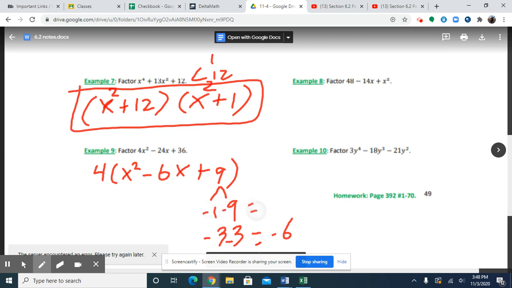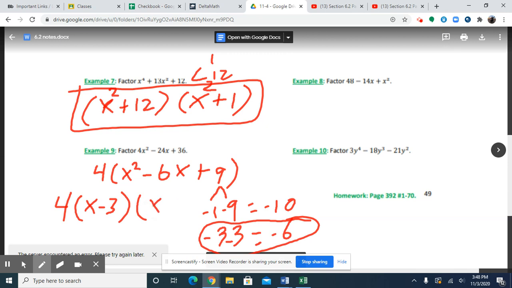These two would add up to negative 10 and multiply to positive 9, but that's not it, so we're going to use these two at the bottom. So we would write this as 4 times x minus 3 times x minus 3. Now these numbers are the same, x minus 3 and x minus 3. Another way that we can express this is x minus 3 squared. And that would be our factored version.